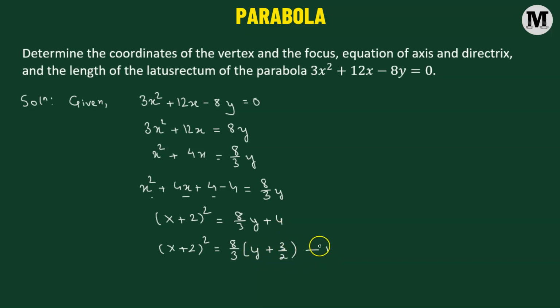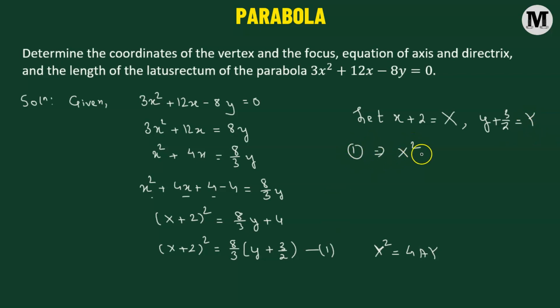Now this is the equation of the parabola, which is of the standard form x squared equals 4ay. However, the coordinates of the vertex are shifted. So what we'll do, we will make a substitution here. Let x plus 2 be equivalent to X in uppercase and y plus 3 over 2 be equivalent to Y in uppercase. Then equation 1 is going to now become X squared equals 8 over 3 times Y.